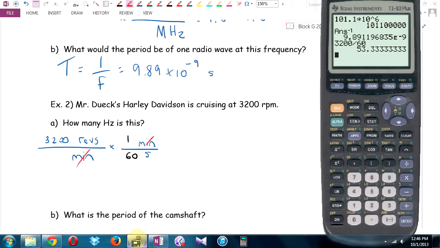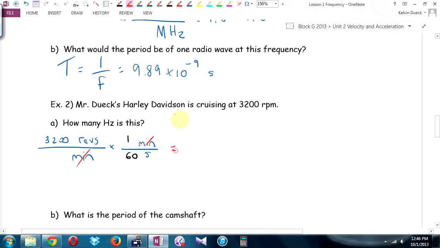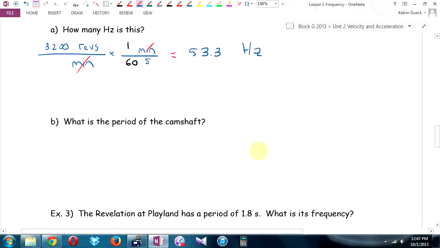About 53.3 hertz is the frequency. And I think it is capital H-Z, because that's what I seem to be writing in this. I must have looked it up. That means that my Harley Davidson's camshaft, which is what everything attaches to, rotates 53.3 times every second. How long to go around once? Oh, except I don't want to say how long to go around once. I have a fancy word for that. What's the period? Because that is how long to go around once.